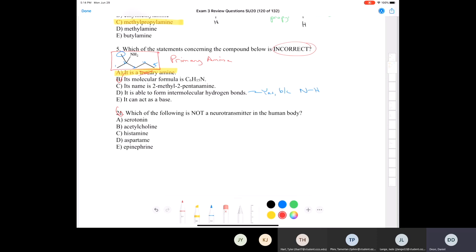It says, which of the following is not a neurotransmitter in the human body? And I went into some detail about this in my videos, and we talked about this briefly, I think, in the lecture. But we have serotonin, acetylcholine, histamine, aspartame, and epinephrine. Hopefully there's one of these that rings a bell and says, that doesn't sound like a neurotransmitter to me, because aspartame is found in things like sugar-free gum and diet cola and all manner of diet drinks, really. So aspartame is actually a sweetener, okay, that is made from 2 amino acids, and it is not a neurotransmitter. So we'll put here, it is a sweetener made from amino acids. All right, let's move on from there.